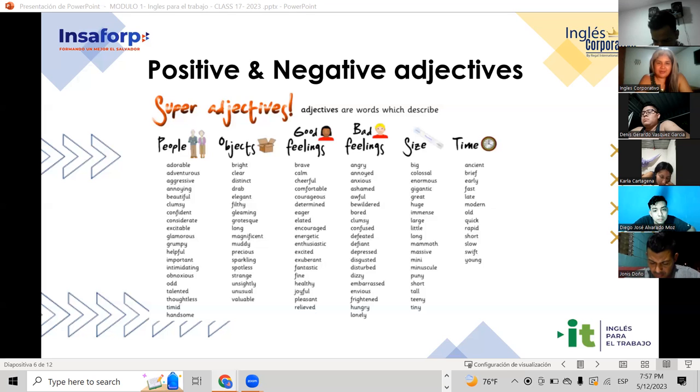Determined. Alguien que es determinado. Okay. Positive. Eager. Do you know what is that? If you are eager to learn English, you are very enthusiastic. You have interest.